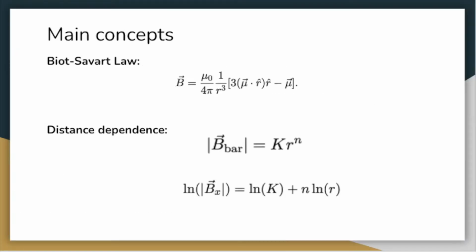The two main concepts in this experiment are the Biot-Savart law, which can be used to find the magnetic field from a current-carrying element, which in this experiment is our bar magnet, and the distance dependence, which is a relationship that allows us to compare how distance affects the magnitude of the magnetic field.